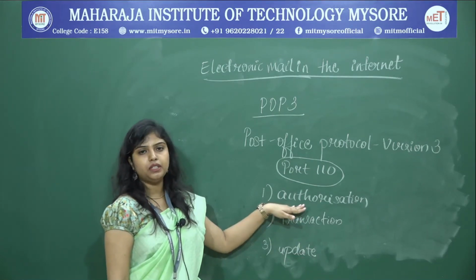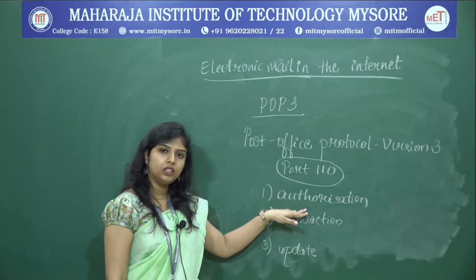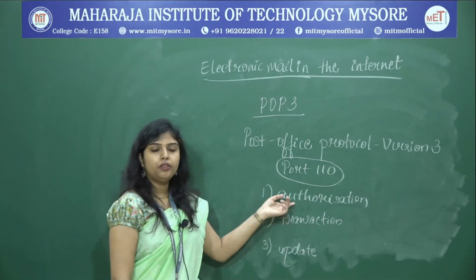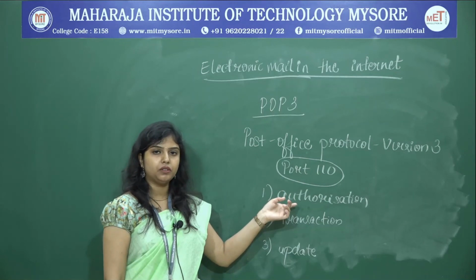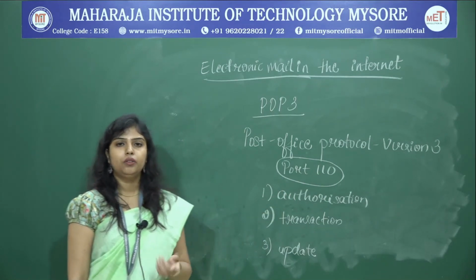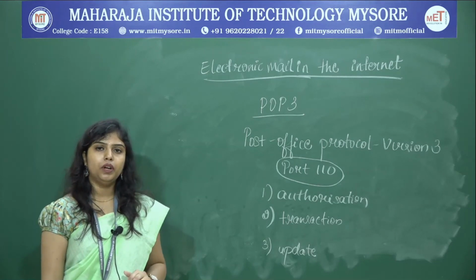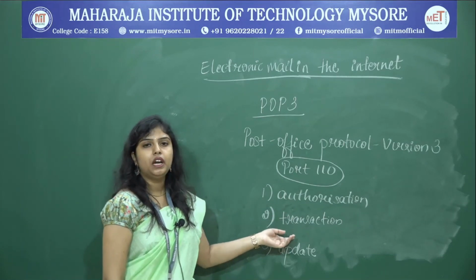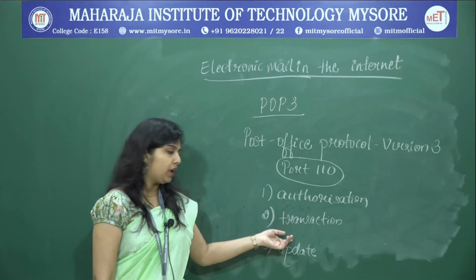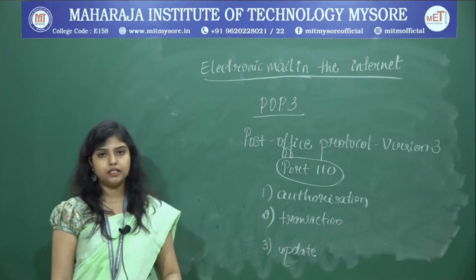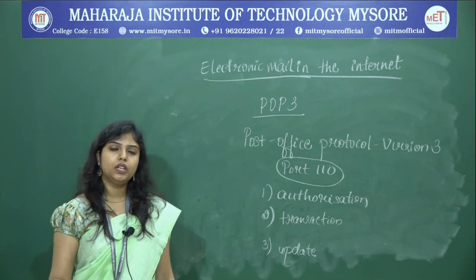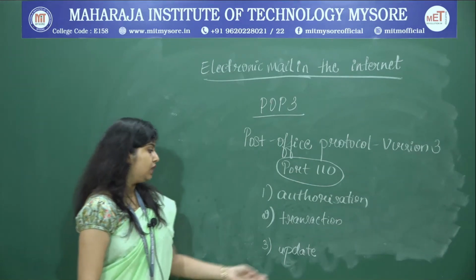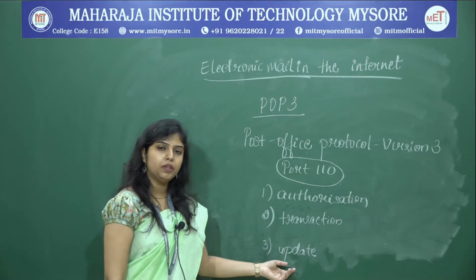What happens in the first phase is that the recipient has to be authorized. That means you have to know whether he is the proper recipient or not. How do we authorize? Using the user ID and the password. After verifying the user ID and password, we will know whether we are sending it to the proper recipient or not. In the second phase, it will push the email to the recipient. While accessing this email, the user agent can also mark the messages which he wants to delete.